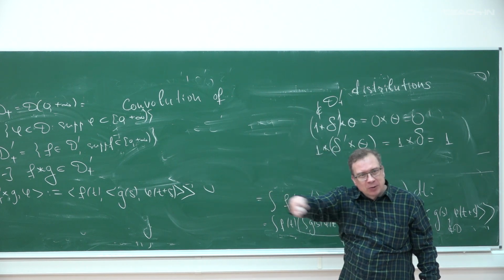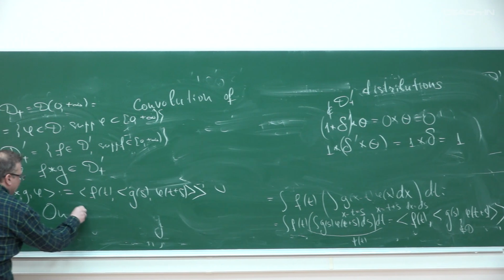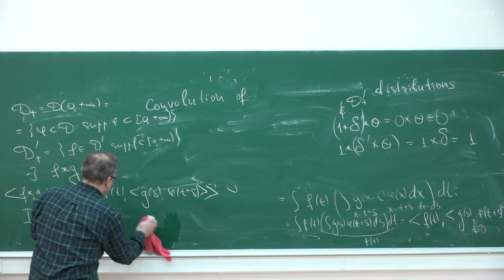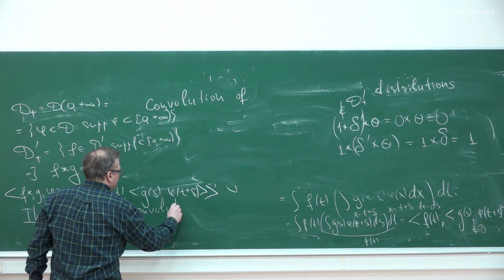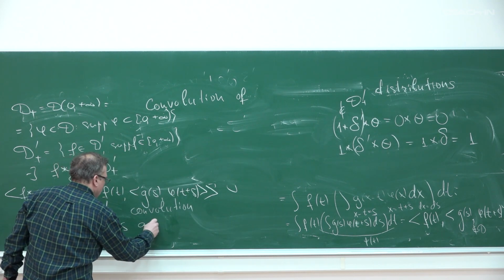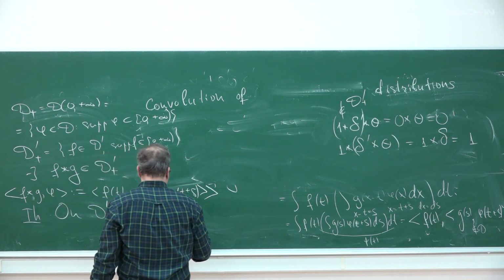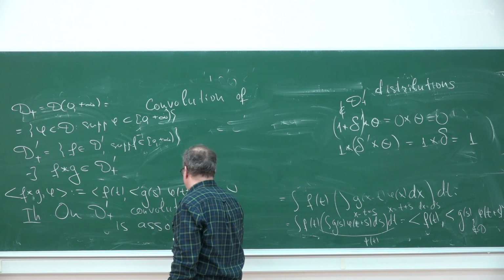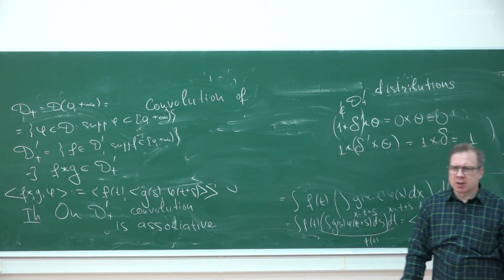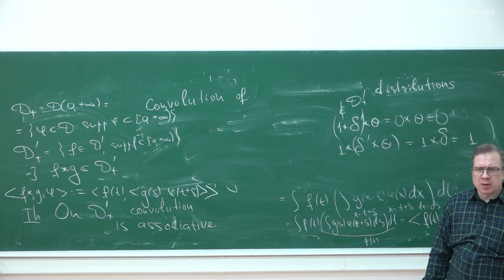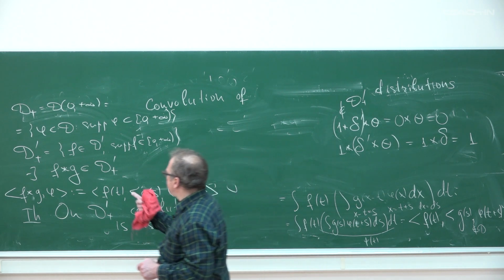Its support is not bounded. Theorem: the convolution on D plus is associative. On this set, the convolution is associative. And what can we do with this space and with convolution?